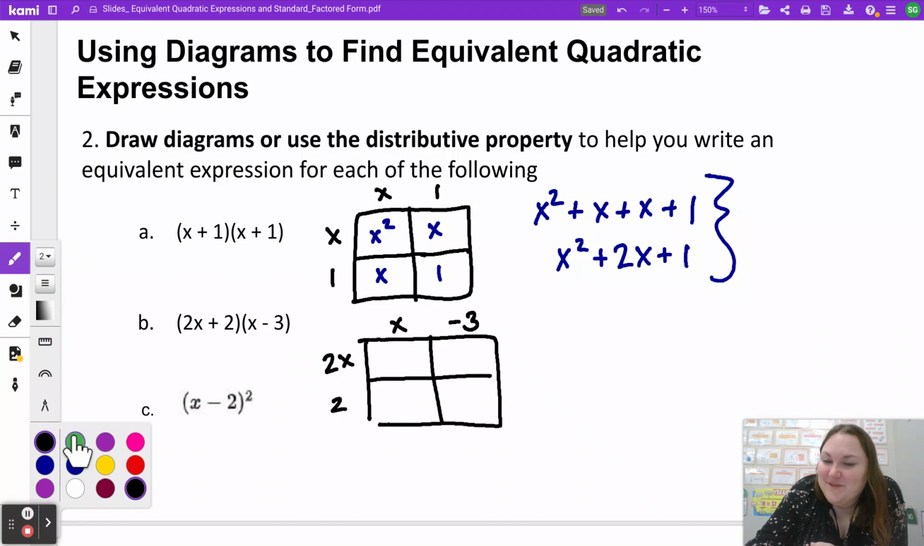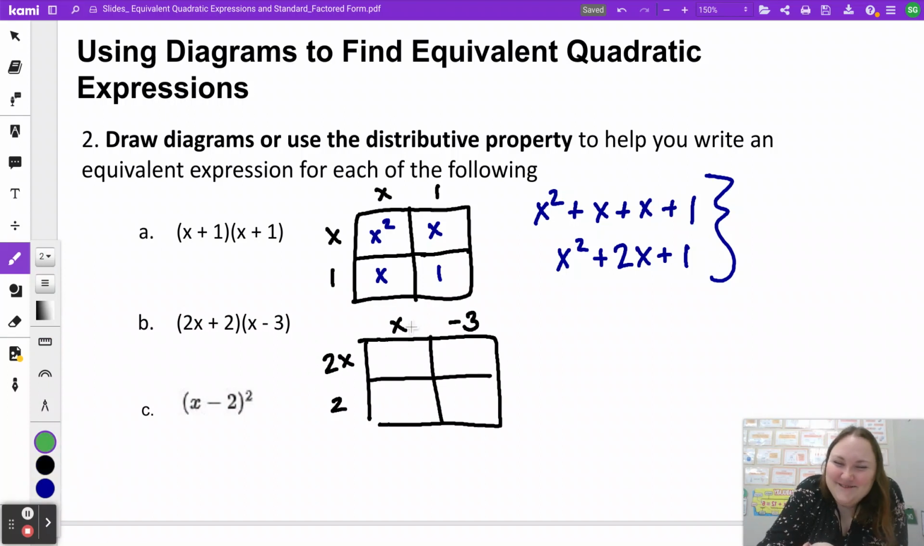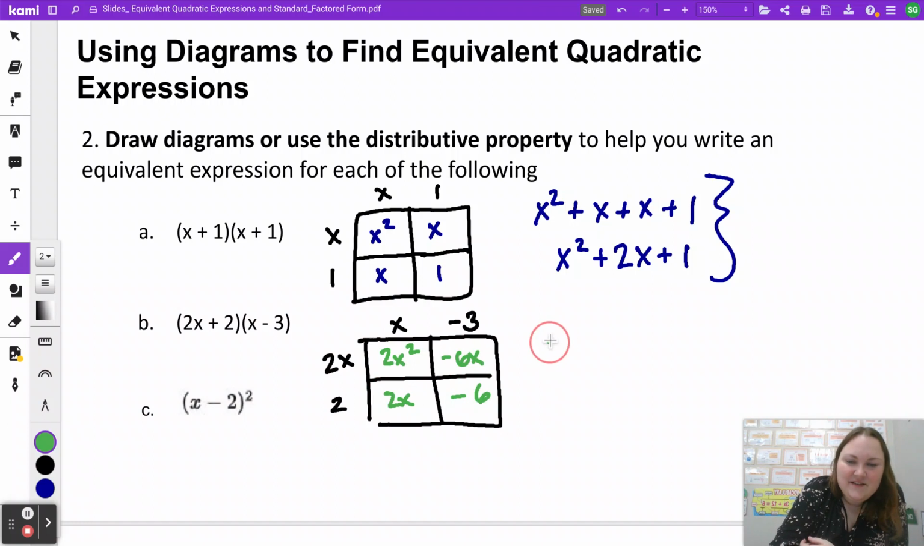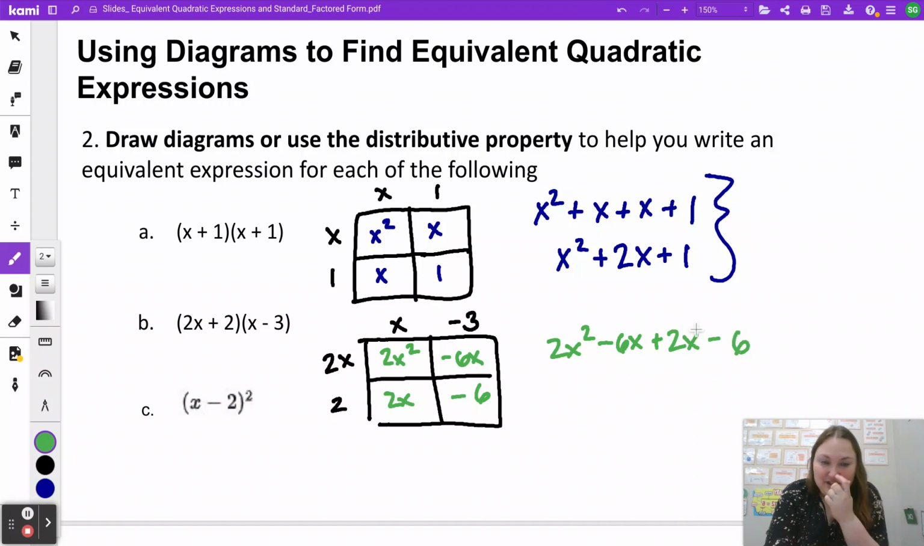And those multiplication problems that we need to do are 2x times x, which is 2x squared, and then 2x times negative 3 is negative 6x. 2 times x is 2x. And then 2 times negative 3 is negative 6. So that's giving me 2x squared minus 6x plus 2x minus 6. Again, you'd be getting that same information if you had used distributive property.